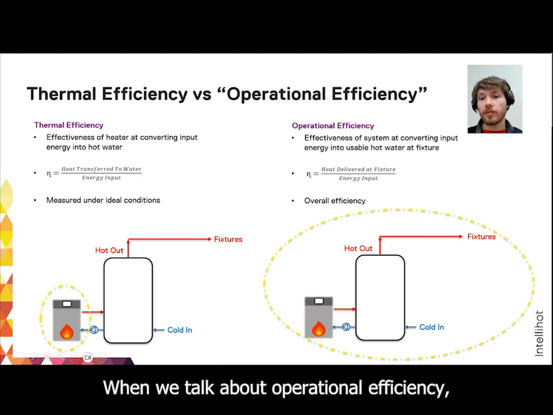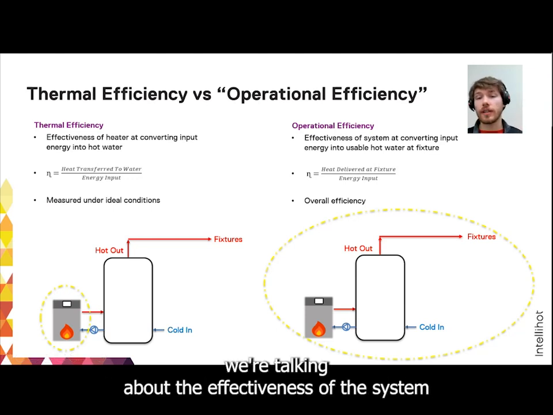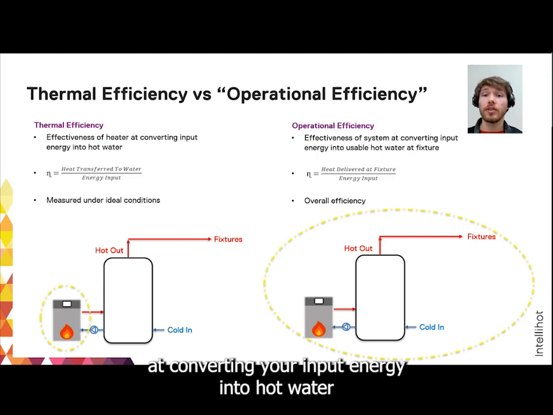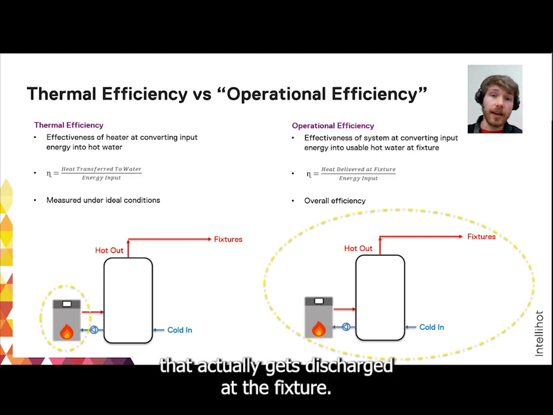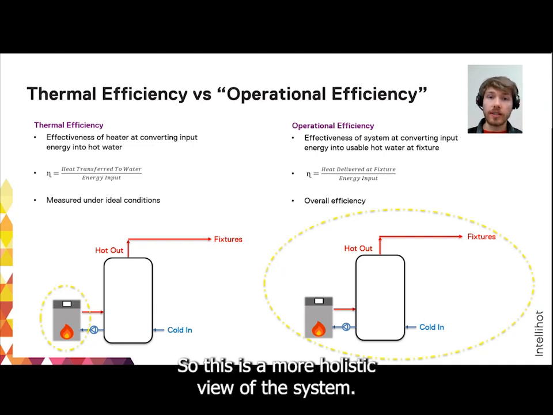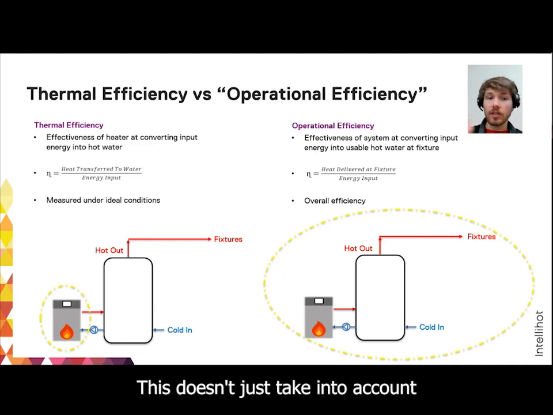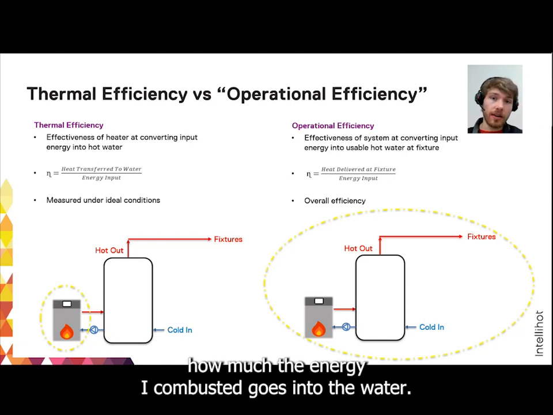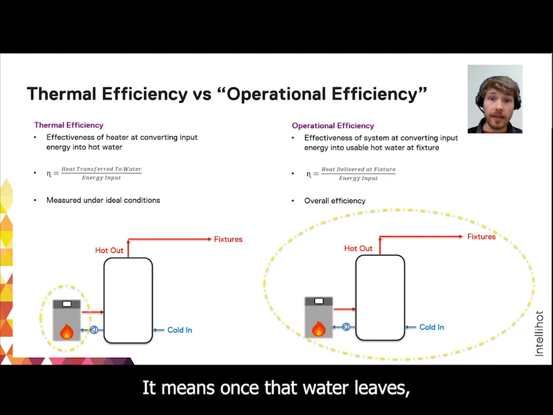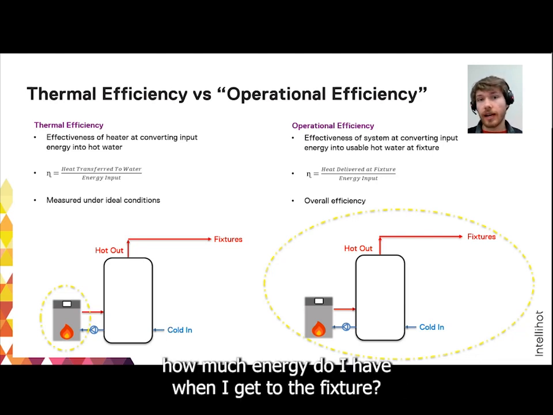When we talk about operational efficiency, we're talking about the effectiveness of the system at converting your input energy into hot water that actually gets discharged at the fixture. So this is a more holistic view of the system. This doesn't just take into account how much of the energy I combusted goes into the water. It means once that water leaves, how much energy do I have when I get to the fixture?